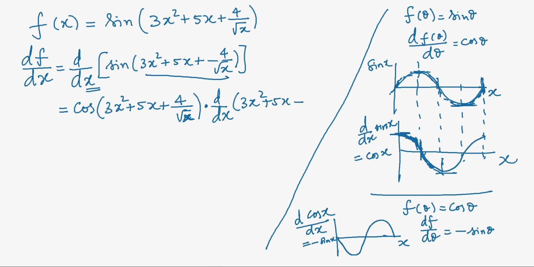Plus 5x plus 4 by root x can be written as 4 times x to the power minus half. That will help us to deal with this. So this will be equal to cosine of 3x squared plus 5x plus 4 by root x, and this differentiation will look like: the first one, 6x, sorry, 6x plus 5.